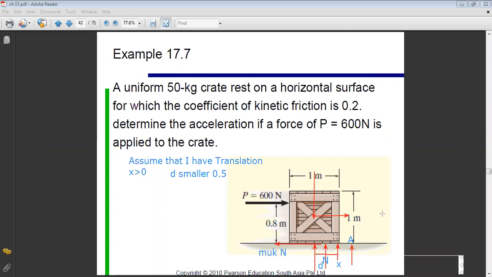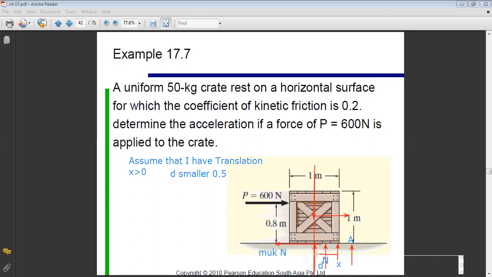And we will see, what is D? D is the distance between the normal reaction and the middle line. If I take this middle line passing by G, D is the distance between this middle line and the normal reaction.